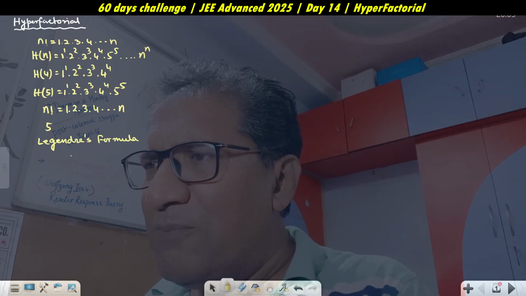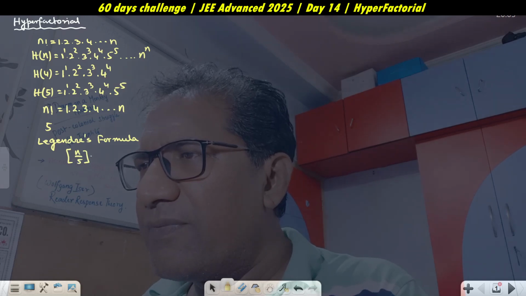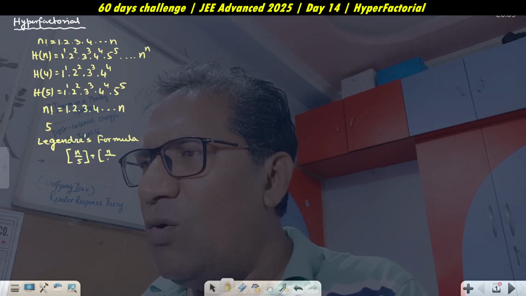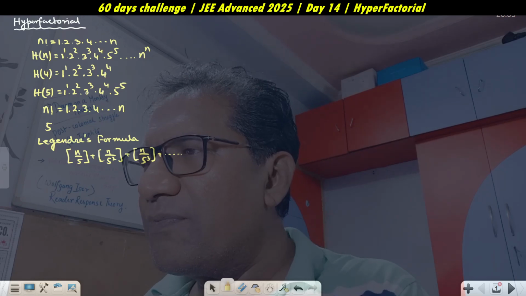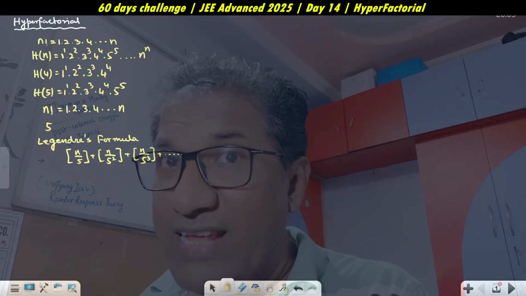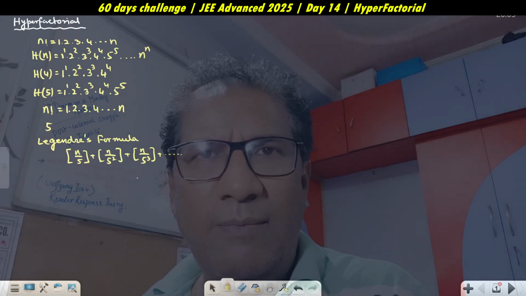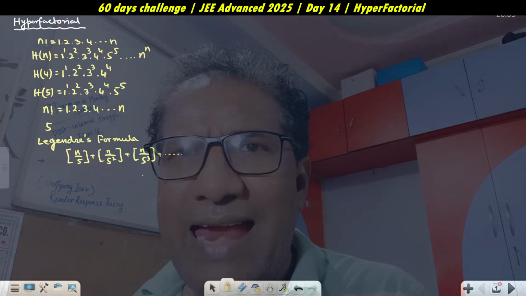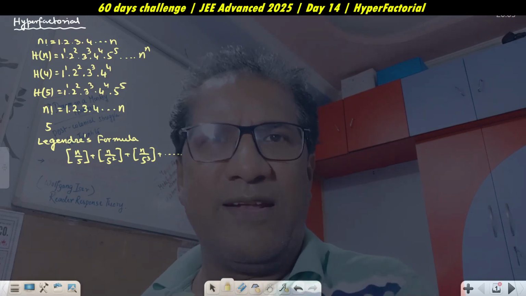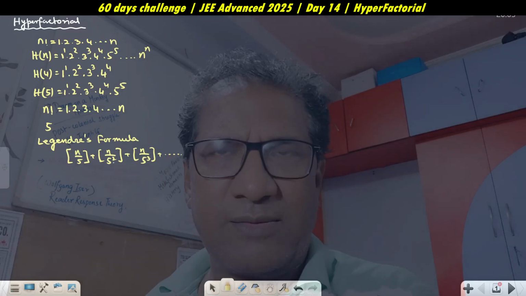What is that formula? We all know that it can be written as floor of n over 5 plus floor of n over 5 square plus floor of n over 5 cube, and this thing goes on, in factorial n. This is the way, by using Legendre's formula, we can find out the exponent of any prime in factorial n. Is it clear? This we all know. If you don't know, make a note of this.